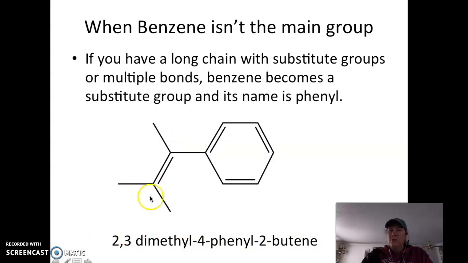Okay, here's 2,3-dimethyl. There's 2 methyl groups on the second and third carbon. There is a phenyl group. This is phenyl because now again, it's not benzene anymore. It's phenyl because it's not the main chain. And then we've got a chain of 4, and it has a double bond on the second one, so that's butene. And that's how you name it.